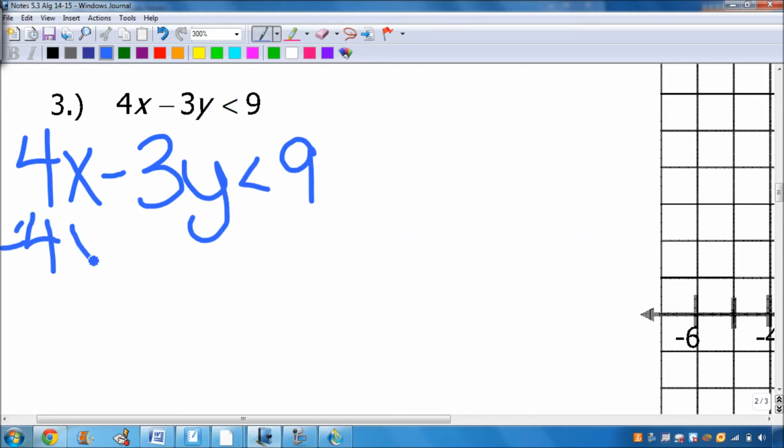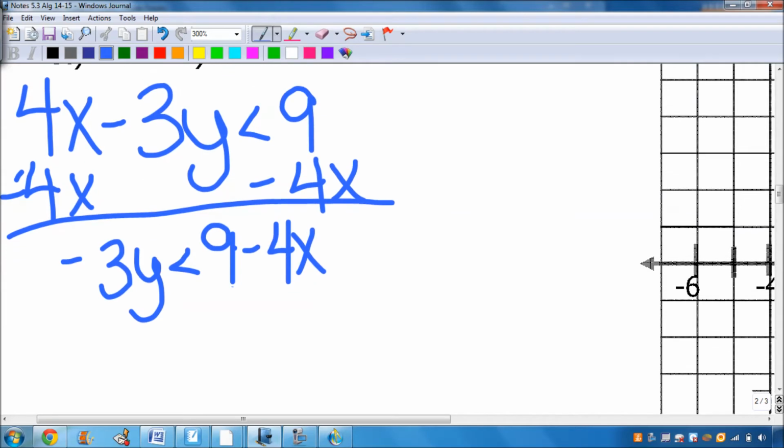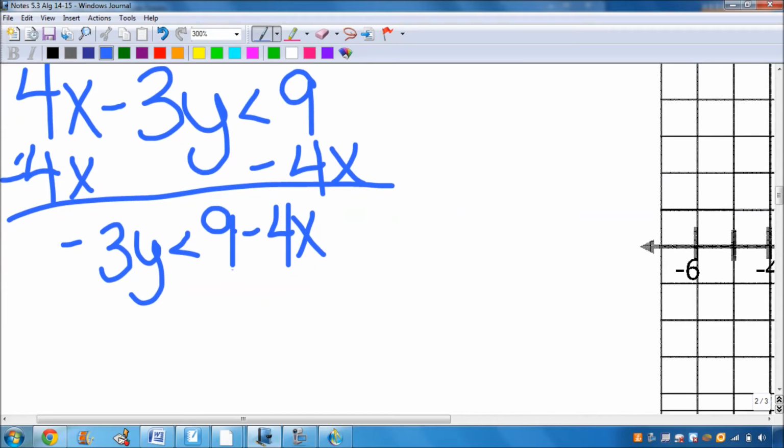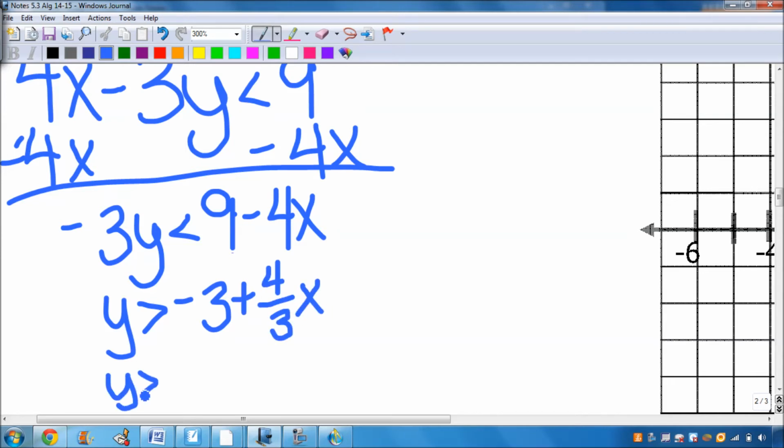So I'll subtract 4x from both sides, and I'll end up getting negative 3y is less than 9 minus 4x, right? Then all I'd have to do is divide both sides by negative 3, but be super careful when you do this, because your inequality sign will flip. So y will become greater than 9 divided by negative 3, which is negative 3. And then negative 4 divided by negative 3 becomes positive 4/3. So y is greater than 4/3 x minus 3.